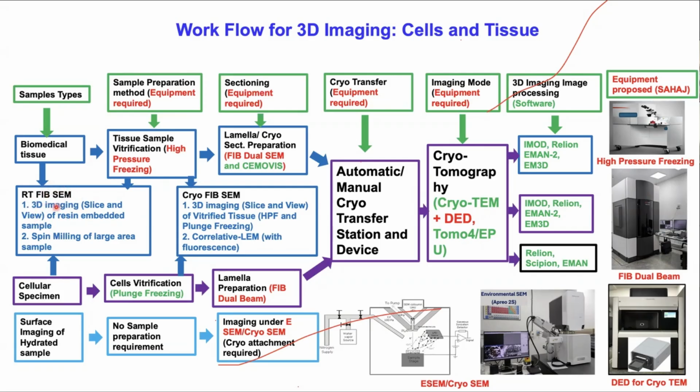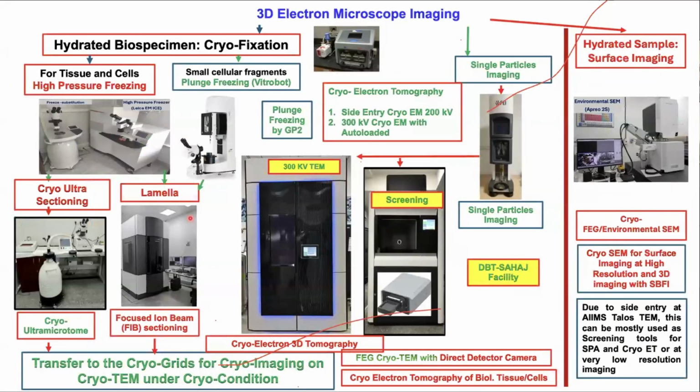So this lamella you can produce with room temperature FIB. Now, with room temperature FIB, you can make 3D imaging, slice and view for your resin-embedded samples, or spin milling for large area samples. You can produce ultrastructural level details with room temperature as well as cryo samples. So with this, these are the equipment and systems required.